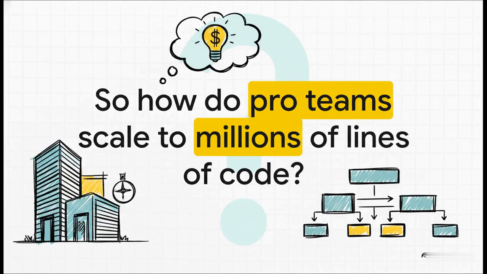So yeah, how do they do it? What's the secret sauce that lets the pros build apps with millions of lines of code? Here's a hint. It's not about just writing more code. It's about writing smarter code. It's about having a blueprint. And that blueprint is built on a handful of really solid design patterns.